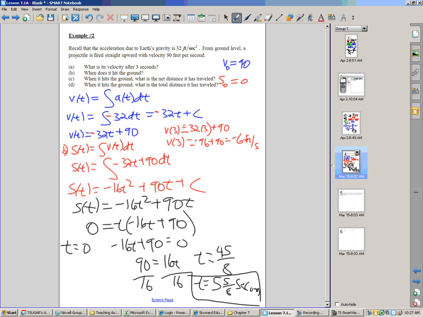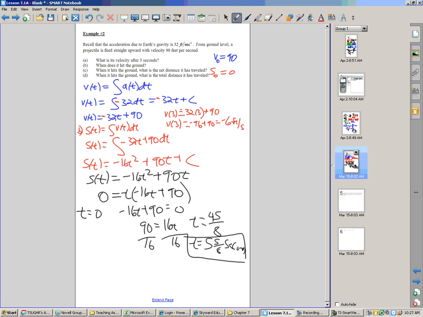When it hits the ground, what's the total distance that it's traveled versus what's the net distance it's traveled? Well, the net distance it's traveled is going to be what? 0, right? It started on the ground and hit the ground. This is just going to be 0.